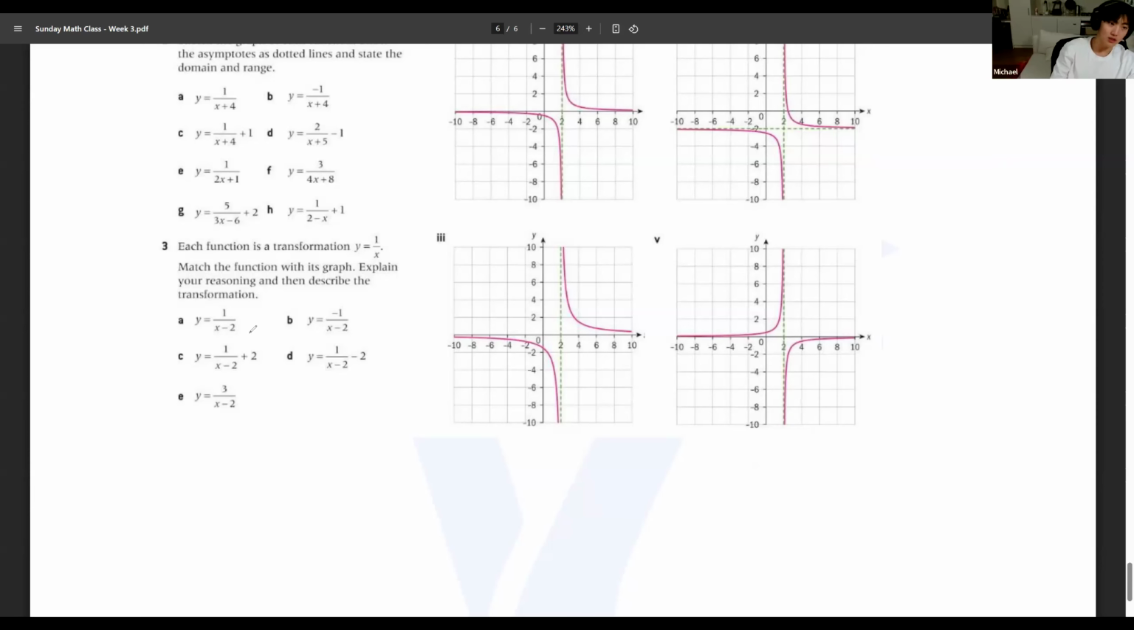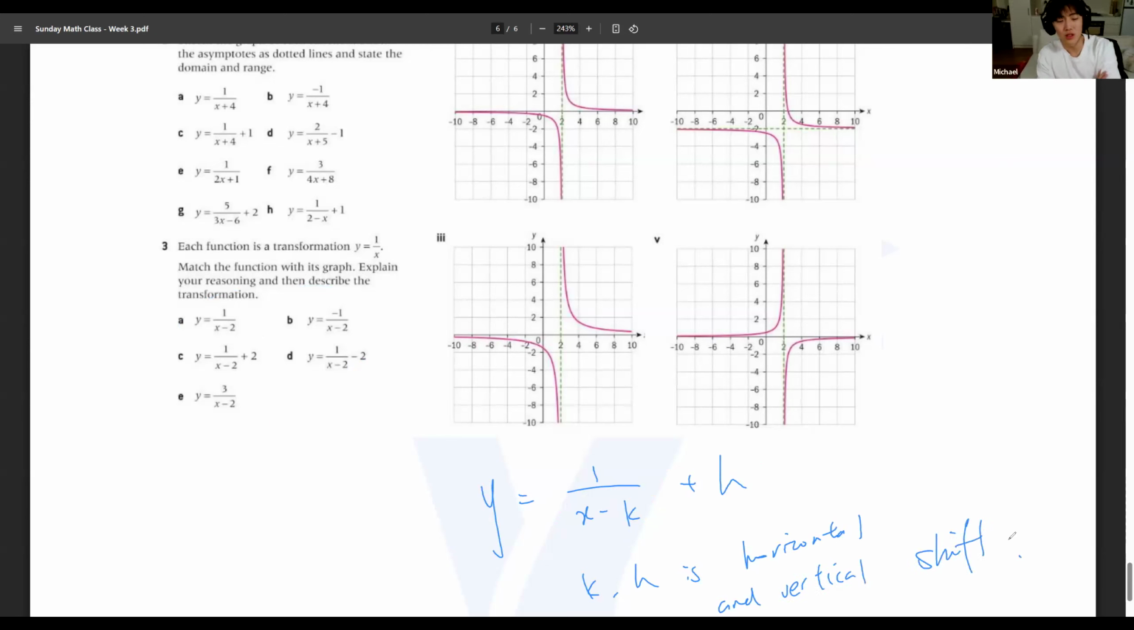But I guess that's fine, because when we have a rational function like this, let's say 1 over x minus k plus h, when we subtract something from x and add something to the entire function, k and h are the translation, the horizontal and vertical shift. Does that make sense to you guys?